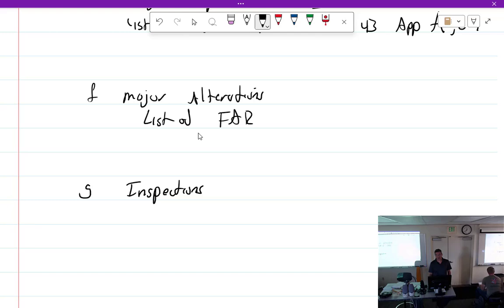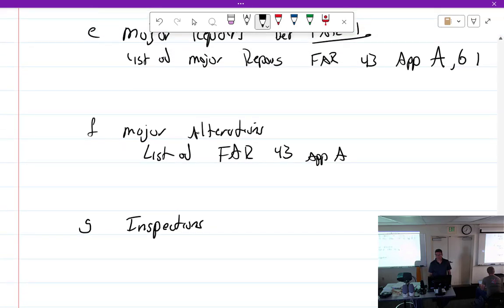FAR 43, Appendix A, Section A, because it's airframe. It's going to give me a whole list. And I go down that list. And what I'm about to do is not on the list. Oops, did I put, no, that's not the right reference. Yeah, it is. Alterations. Yes, it is. A and A1. Sorry, that was A1. There we go. Correct. So there's my reference. There's all my major alterations.